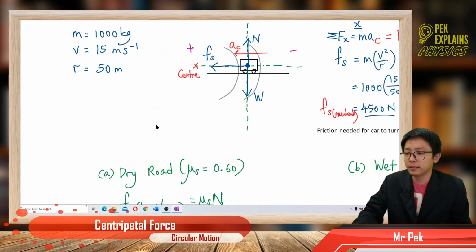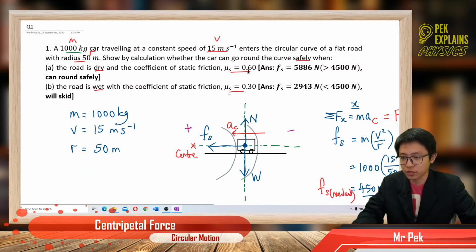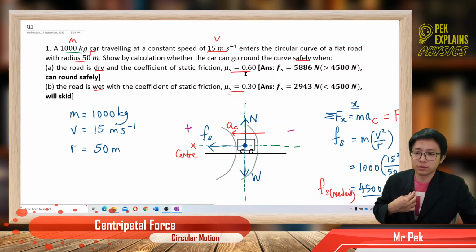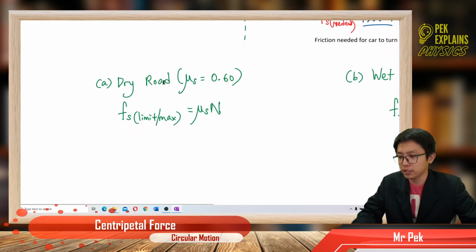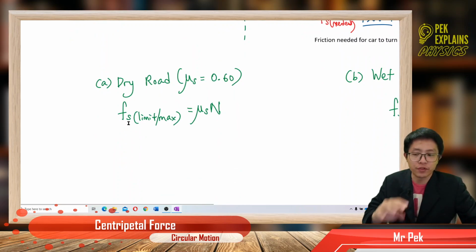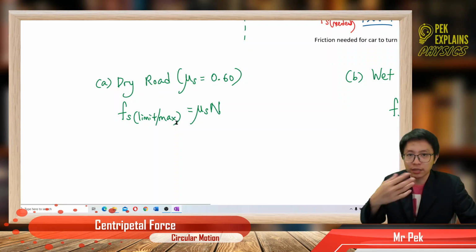Now, let's see the dry road. The dry road has a coefficient of static friction, mu s, equal to 0.6. Now, for this dry road, let us find out how much maximum static friction it can provide. What is the limiting static friction it can provide? Limiting means the maximum, the maximum static friction that the dry road can provide for the car to turn safely.